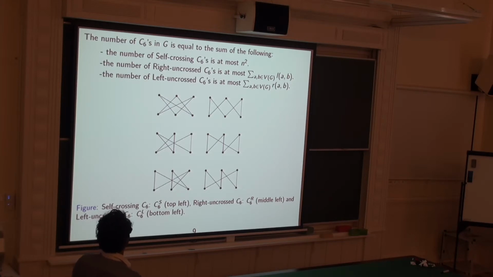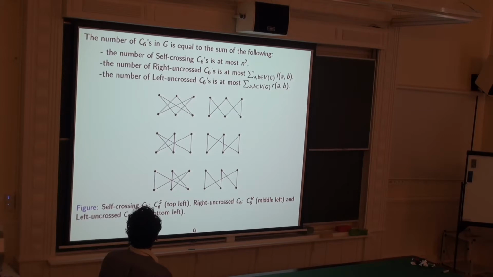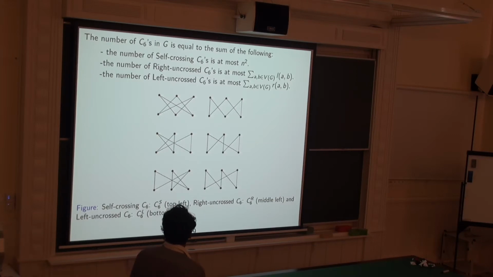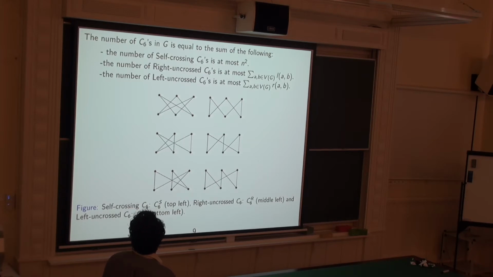Now, for each C6 of this type, let's associate the upper middle vertex and the lower middle vertex, and ask how many C6s are associated to the same pair. It's at most one, because, as we noticed before, there is at most one path of this type between a pair of vertices, and at most one path of the reverse n type between a pair of vertices. So it requires some work, but it can be proven that the number of this kind of C6s is at most n squared, and these other kinds are at most this much and this much.